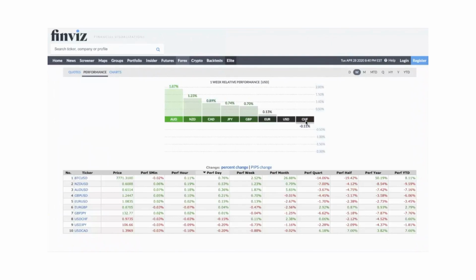Last pointer before I end off this video is the other way that you can use the relative performance chart, which is to look for overextensions. What do I mean by overextensions? If Aussie franc is the strongest, it's been trending one way.